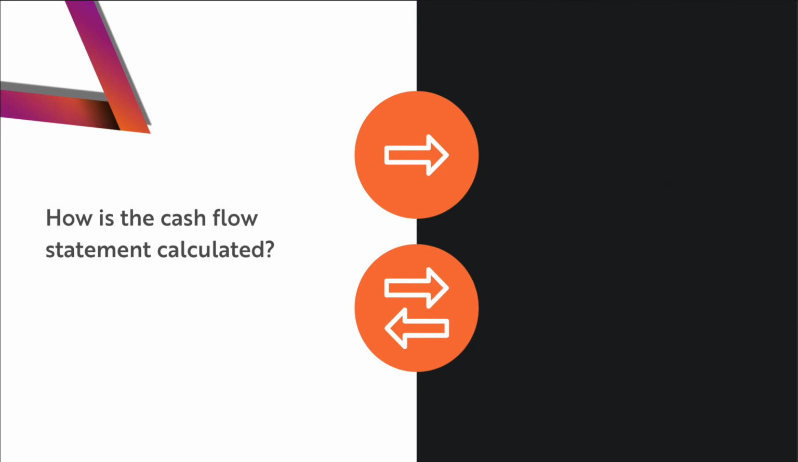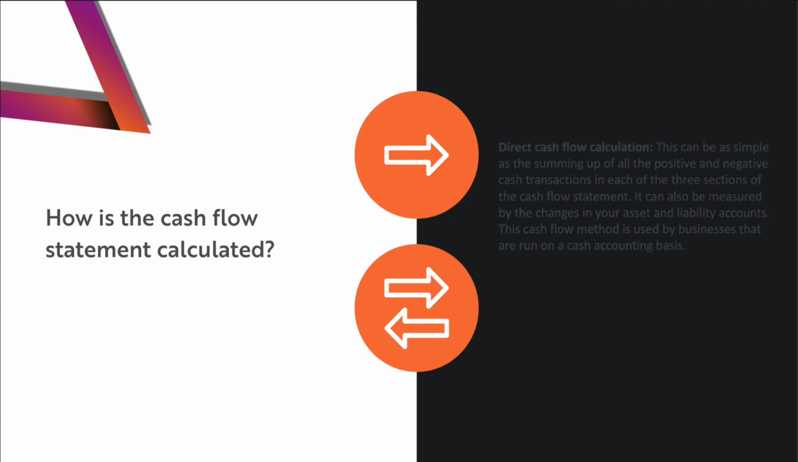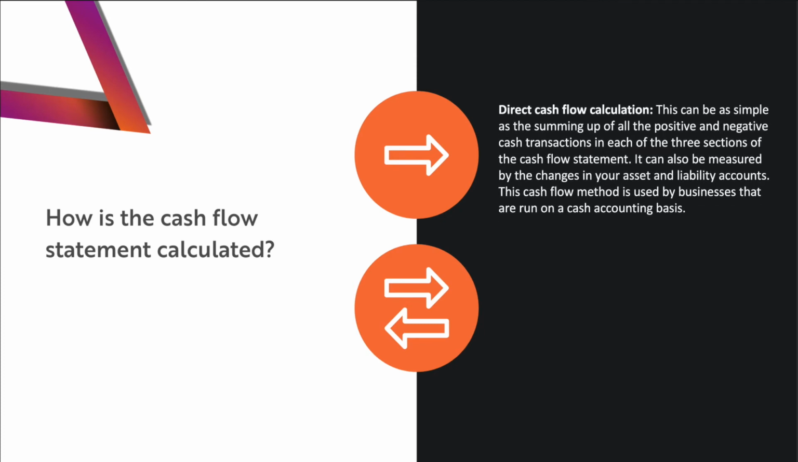How is the cash flow statement calculated? There are two approaches to the calculation of the cash flow statement: indirect and direct. Let's start with direct cash flow calculation. This can be as simple as summing up all of the positive and negative cash transactions in each of the three sections of the cash flow statement. It can also be measured by the changes in your assets and liability accounts. This cash flow method is used by businesses that are run on a cash accounting basis.